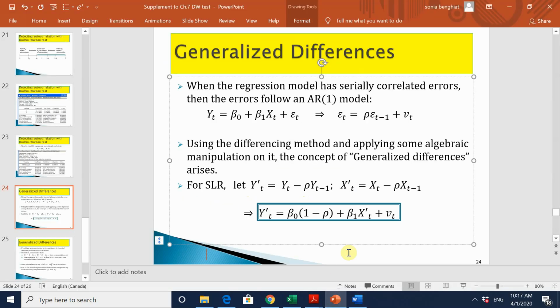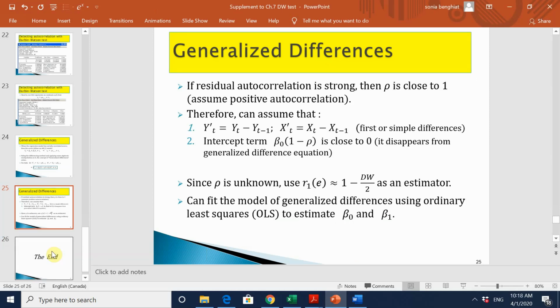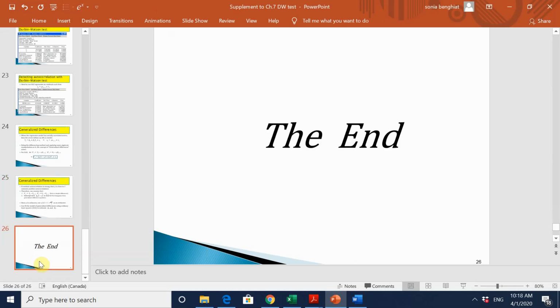And so with this, I conclude my lecture on regression analysis with time series data. Thank you.